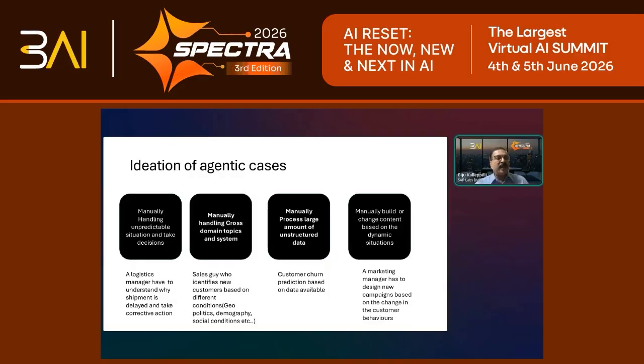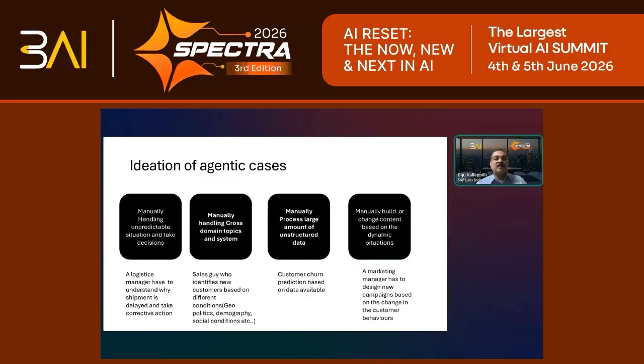Are you manually handling unpredictable situations and taking decisions? If you have those kinds of unpredictable situations, probably the use case that you have is qualifying for agentic behavior. Are you manually handling cross-domain topics? Is your ERP connecting with multiple systems, or within ERP itself you have HR, supply chain, and manufacturing talking to each other? Probably this could be a qualification.